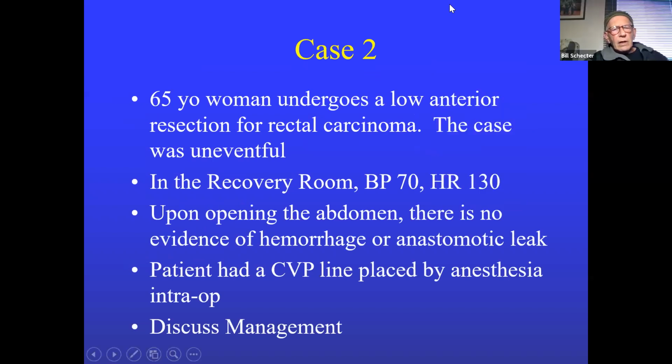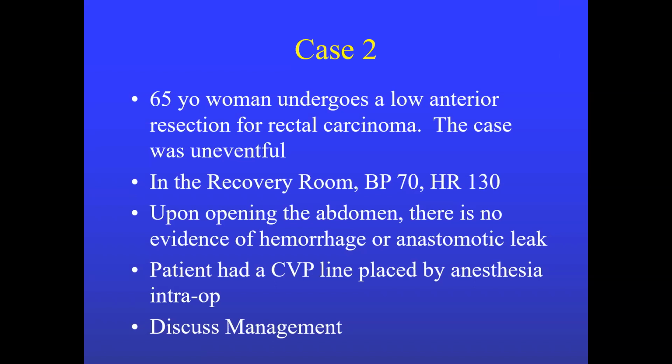Okay, now this was a 65-year-old woman who underwent a low anterior resection for a rectal carcinoma. The case went beautifully. We had clear margins. This was a curative resection.